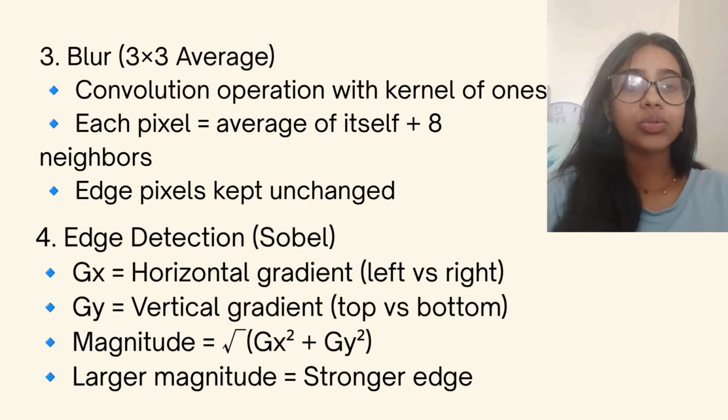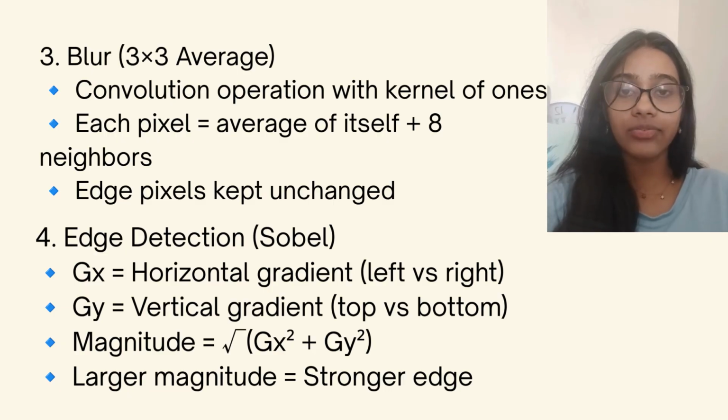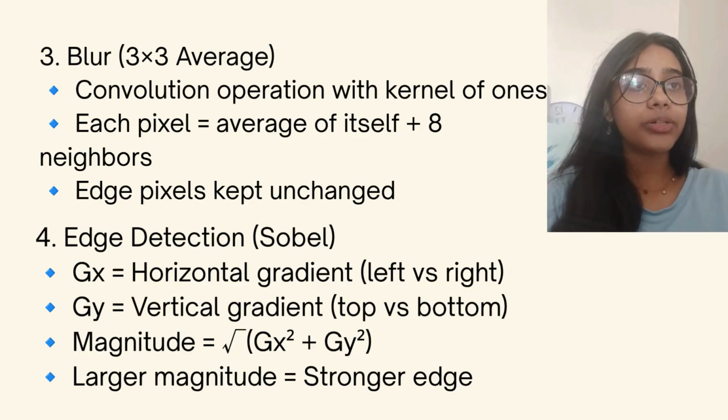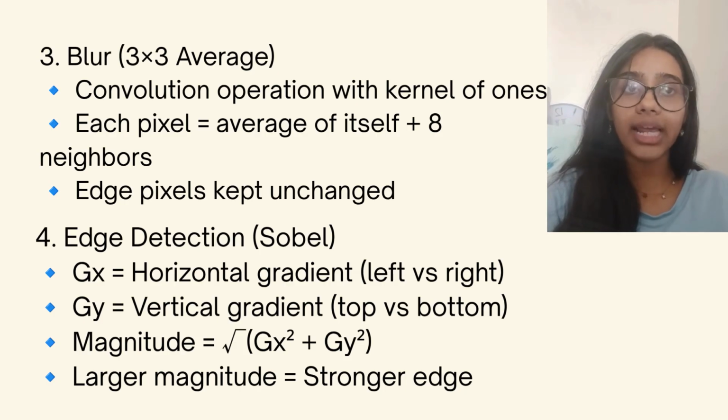Next is the blur. The average blur filter replaces each pixel with the average of itself and its 8 neighbors. This is called a convolution operation with a kernel of ones. The output for each pixel is the sum of the 3 by 3 neighborhood divided by 9. Edge pixels don't have all 8 neighbors, so we keep them unchanged to avoid going out of bounds.